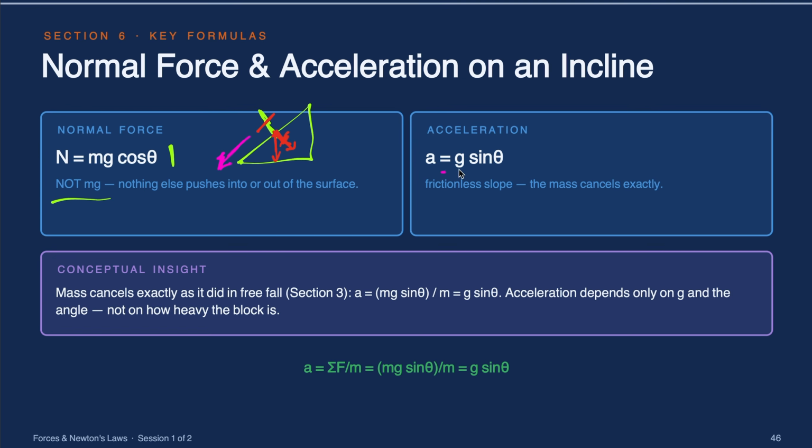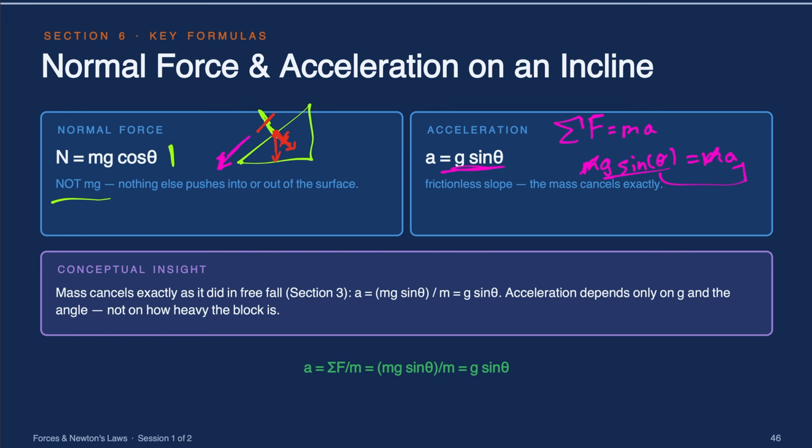So a is just g sine theta, because net force is equal to ma, right? And then the only force we have here is mg sine theta. So we can say that's equal to ma, right? M divided by m, g sine theta is equal to a. Okay?